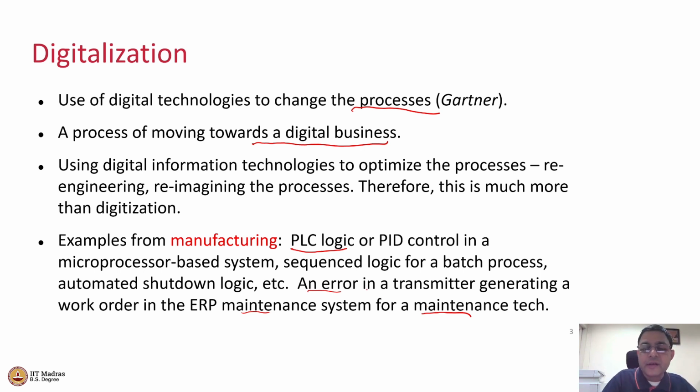So let us say that there is an error in the transmitter generating the work order. That can be a trigger for the maintenance crew to say, there is something wrong with the transmitter, I need to repair that transmitter, right? So that is essentially digitalization.